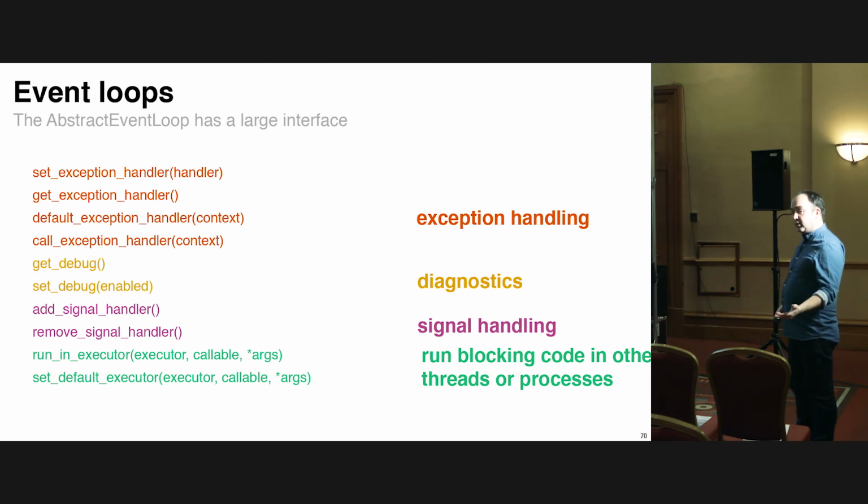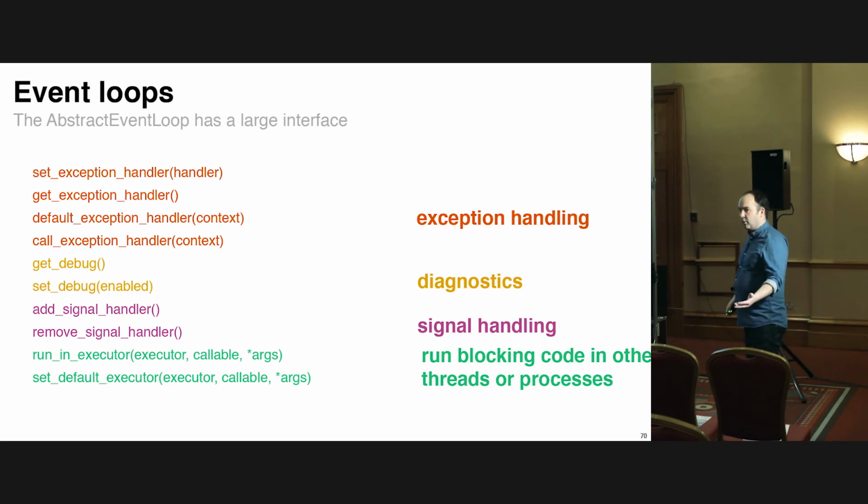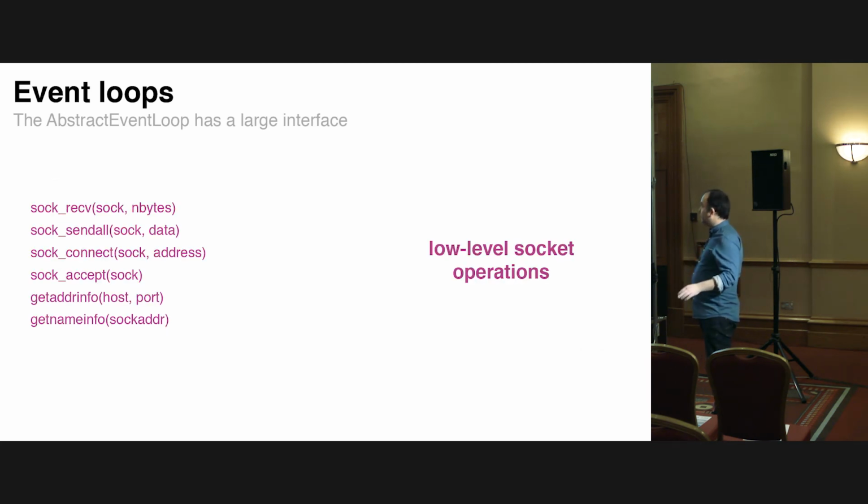Sometimes we do need to deal with blocking code that isn't a coroutine. The event loop gives us some ways of doing that with run in executor, which is capable of running a blocking function in another thread under the control of the event loop, or even another process under the control of the event loop. So that takes away some of the complexity of dealing with some blocking tasks that you may need to deal with. But we're still not done with the abstract API.